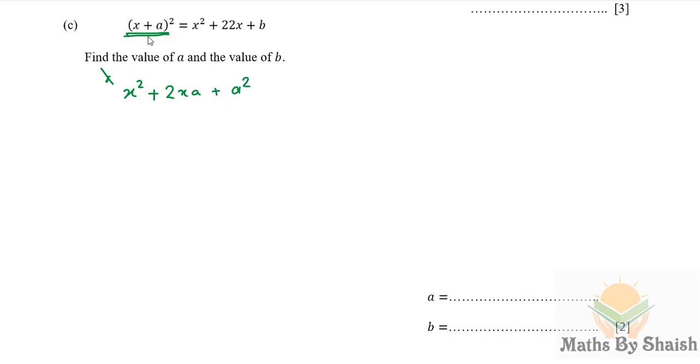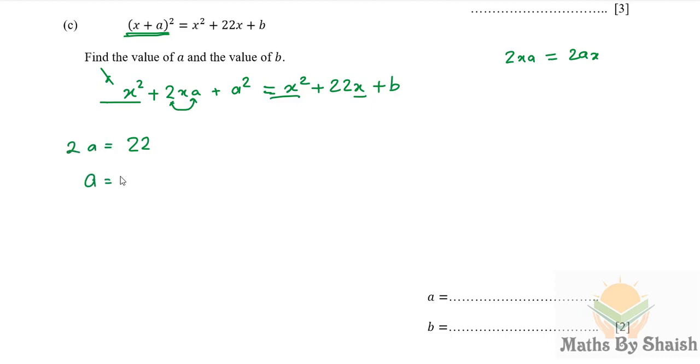So that's the a plus b whole square identity, and this is the same as x square plus 22x plus b. Now we are going to compare it. x square coefficient is 1, x square coefficient is 1, fine. x coefficient is 22 here and x coefficient is 2a here. So 2a becomes 22, and hence a becomes 22 by 2, that is 11. So a value is 11.